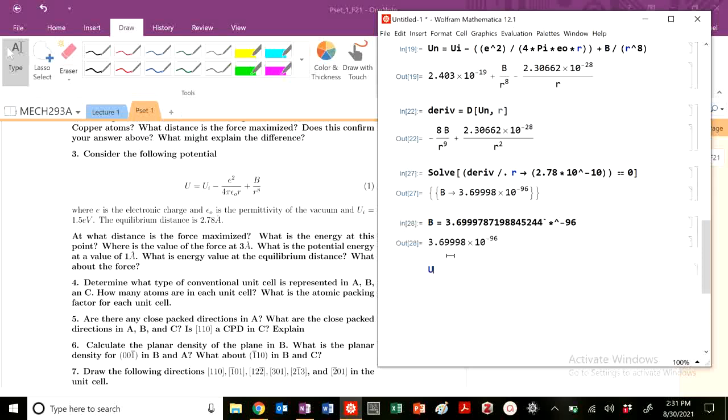And now we can have our potential. We've got everything again. Everything's in units of joules, so we are good to go. We've done the conversions. We're fine.